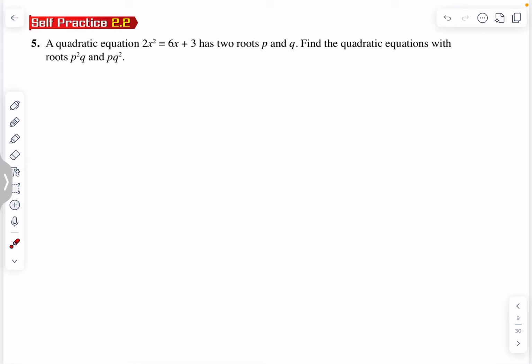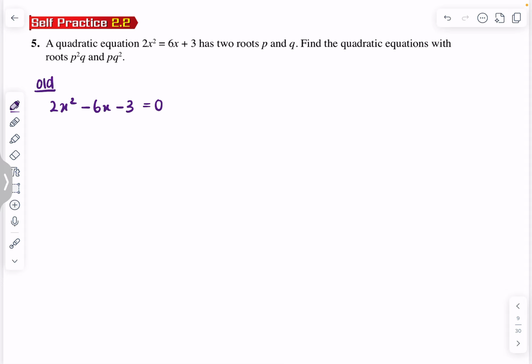Question 5. A quadratic equation, this one, has two roots p and q. Find the quadratic equation with these new roots. Okay, so let's look at the old equation. The old equation is 2x squared, we can bring all this to one side, minus 6x minus 3 is 0.